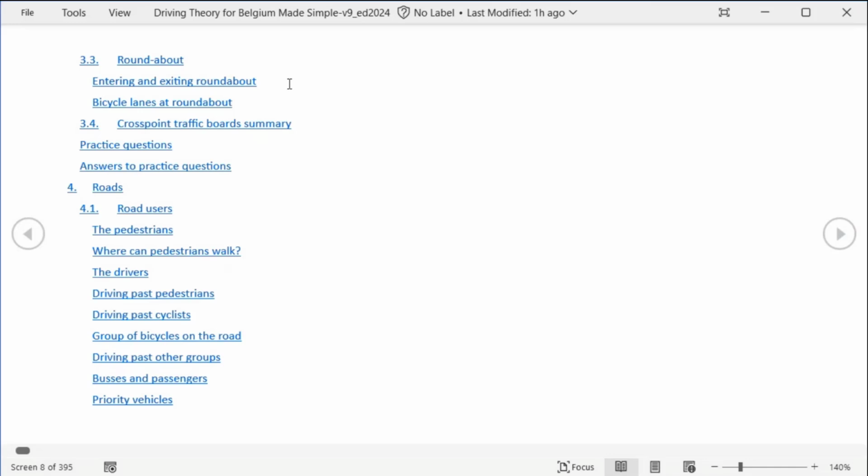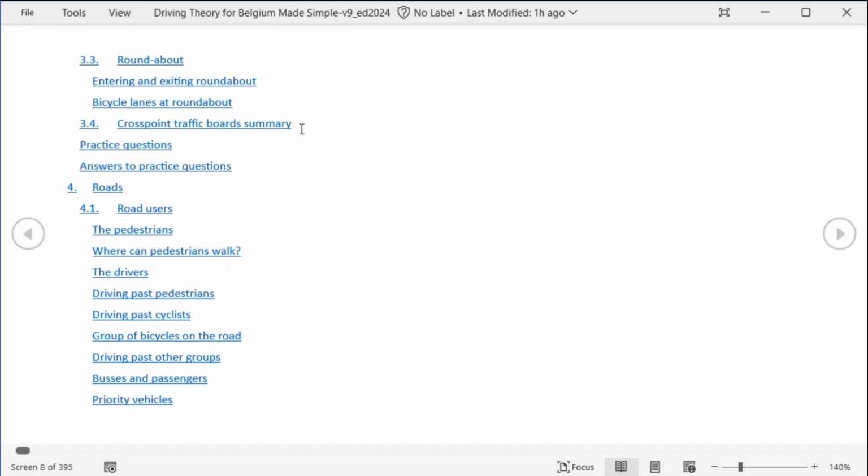And then we will discuss how do you enter and how do you exit a roundabout, right? And then we will also talk about bicycle lanes at roundabouts. Sometimes you will see that there are bicycle lanes. So here we will understand, are these bicycle lanes a part of the roundabout or are they not part of the roundabout? Depending on those two things, you will have to give priority, or the bicycles have to give priority to you. So it is also important that we understand if the bicycle lane is part of the roundabout or not.